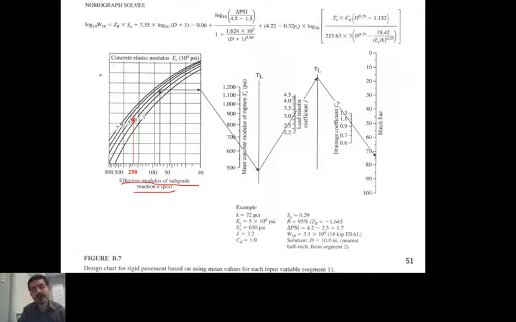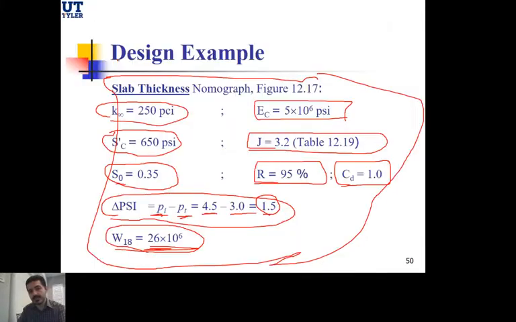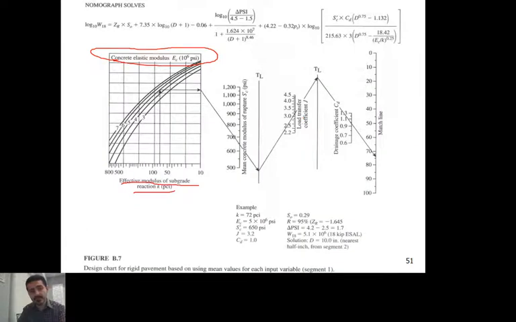What do these lines represent? These lines represent the concrete elastic modulus, which in our case was 5 million right here. So that's why here we stop at the line that says 5. So at this point right here, once you hit that point, you're going to draw a horizontal line. So you hit the 5 right here, and then you're going to draw a horizontal line.